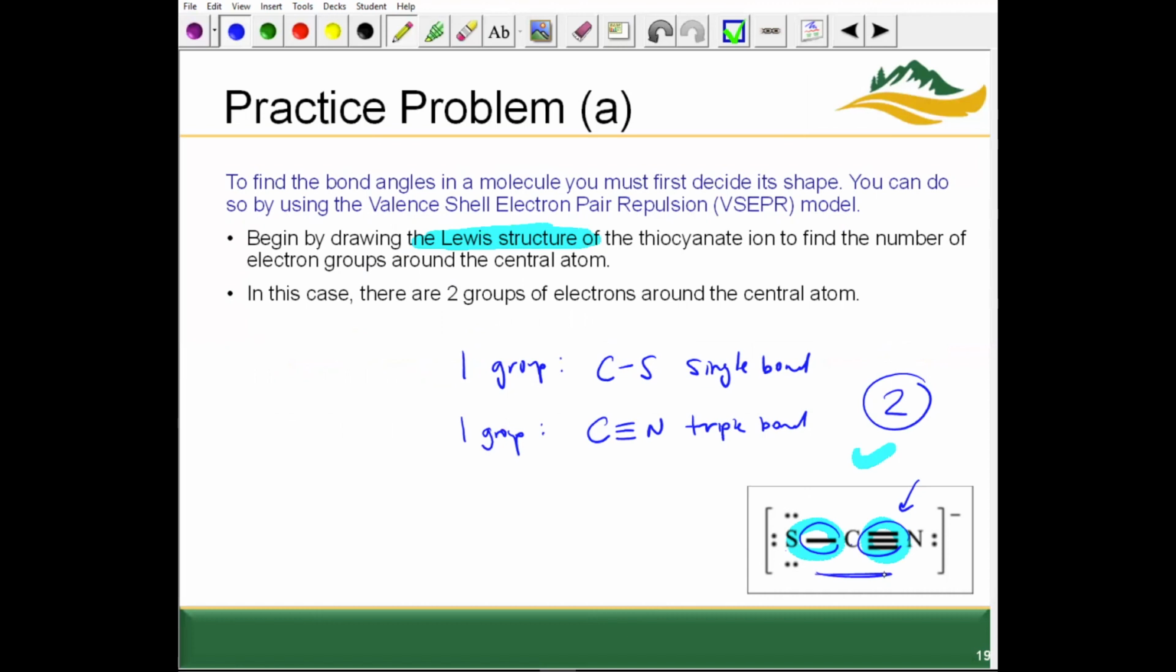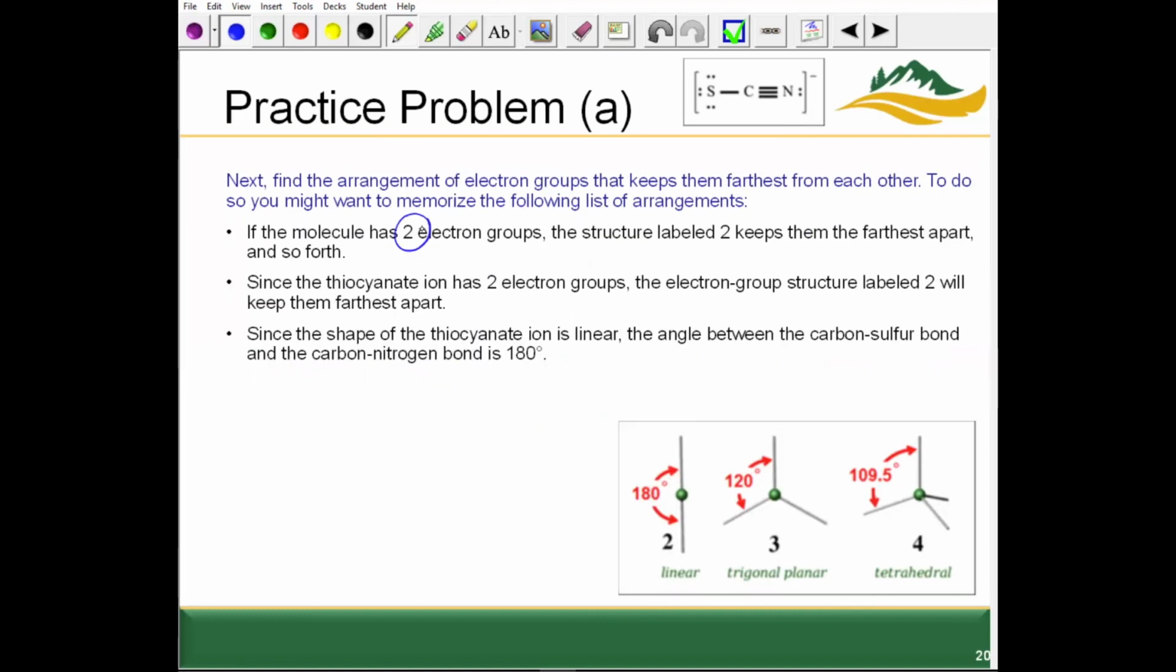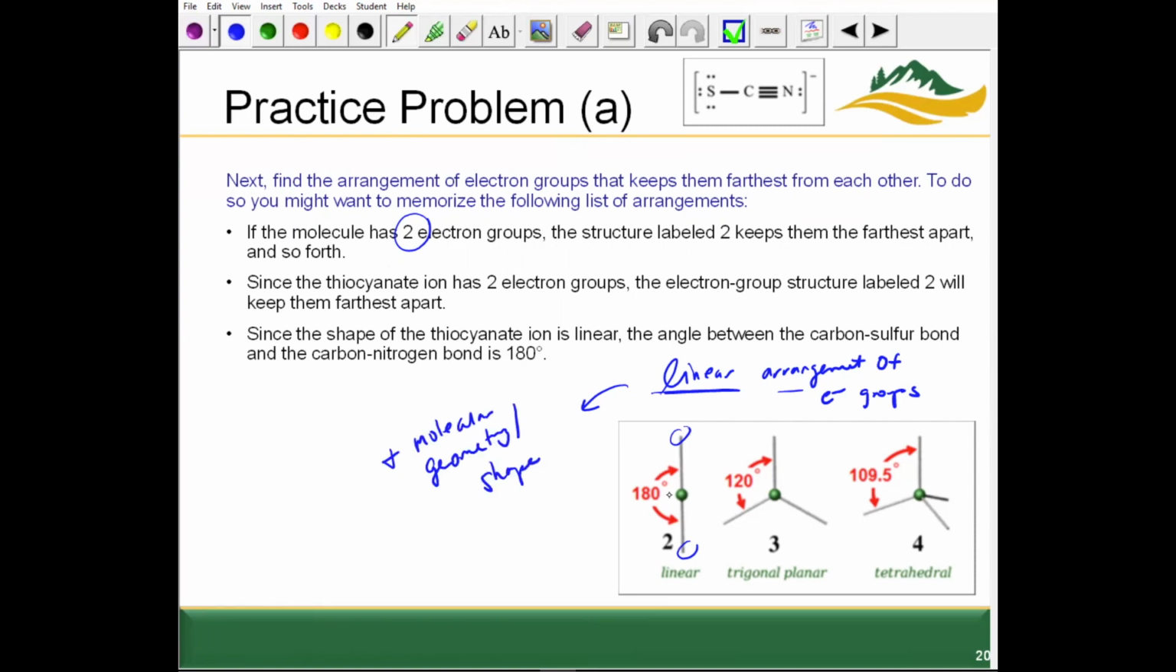So here in this correct Lewis dot structure, we have 2 groups off of the central atom of carbon. To separate out those 2 electron groups, we need to think about linear arrangement of electron groups. For only 2 groups off the central atom, linear is the arrangement of electron groups, and linear is also how we classify its molecular geometry or shape. For 2 groups, it's always linear and linear.